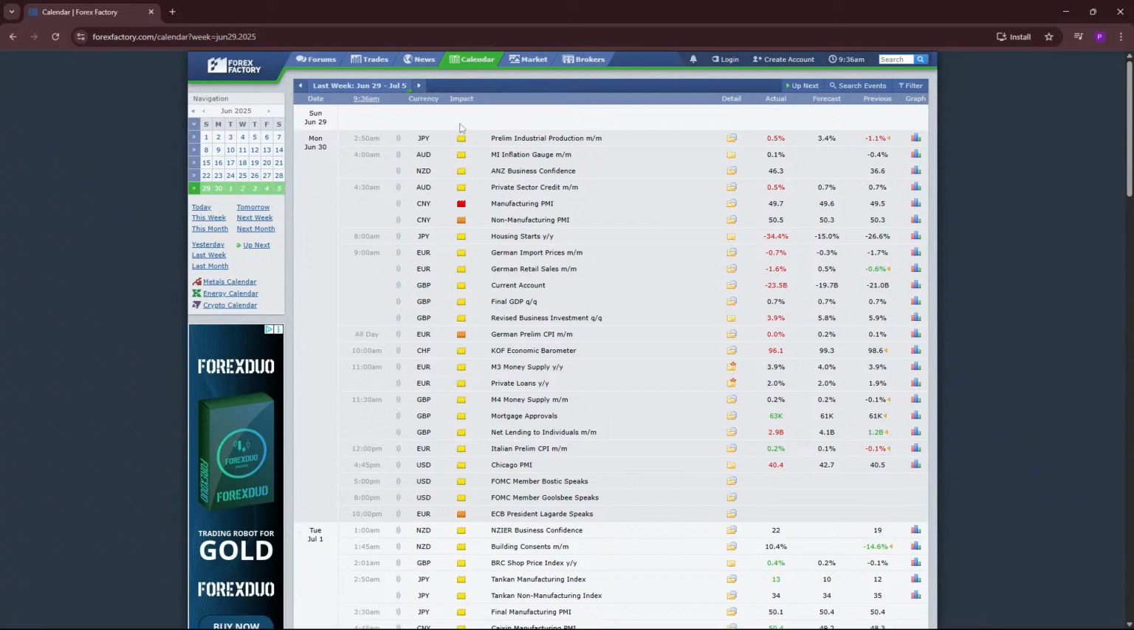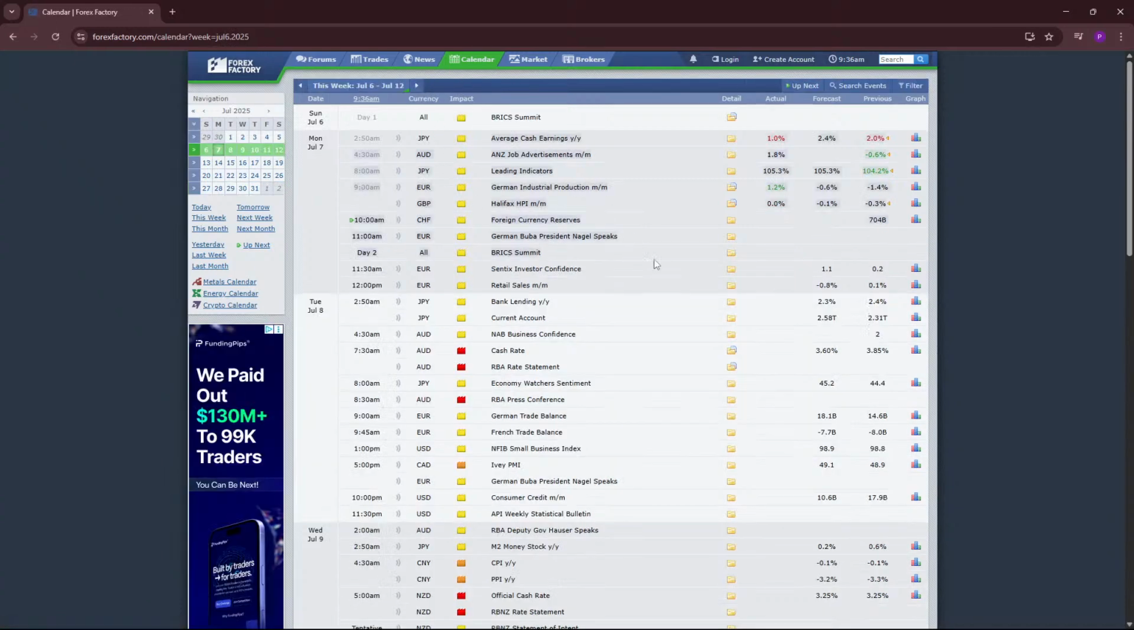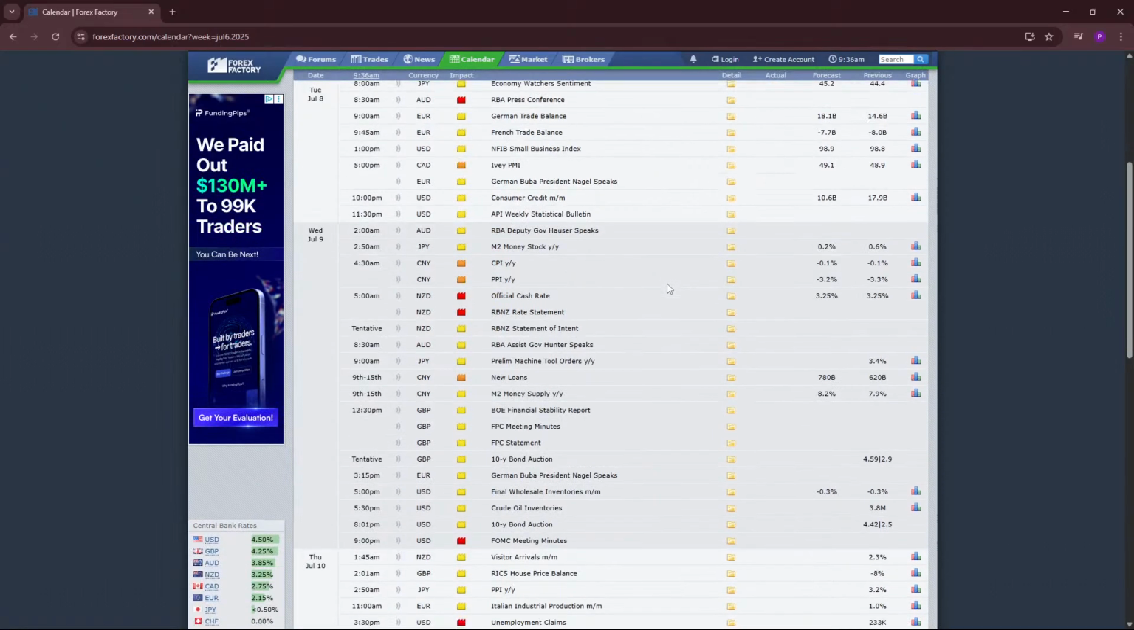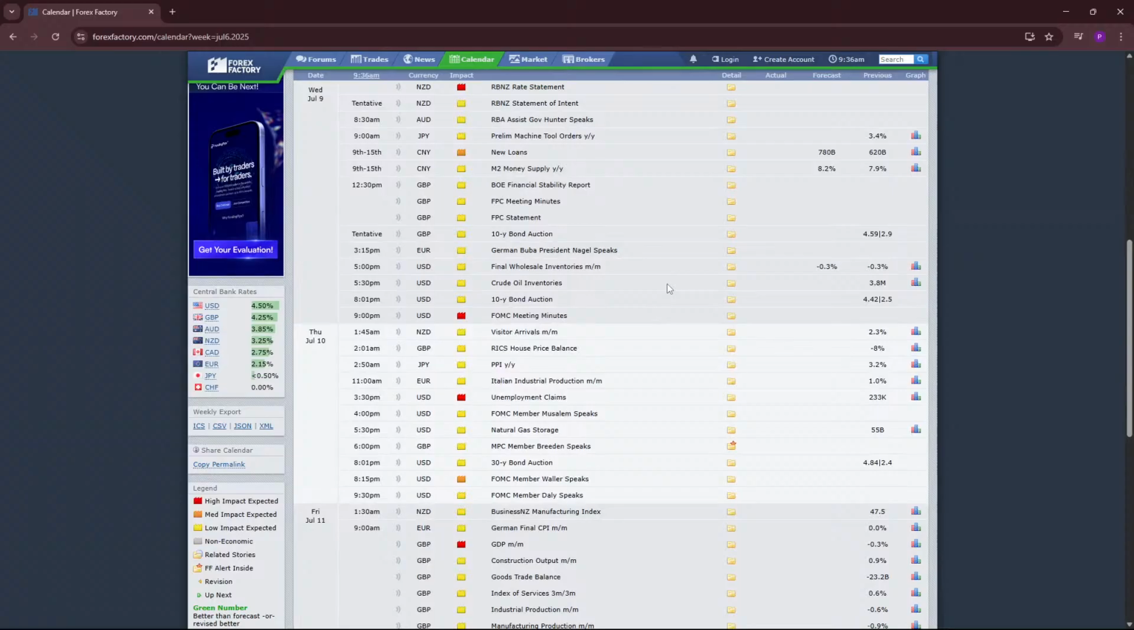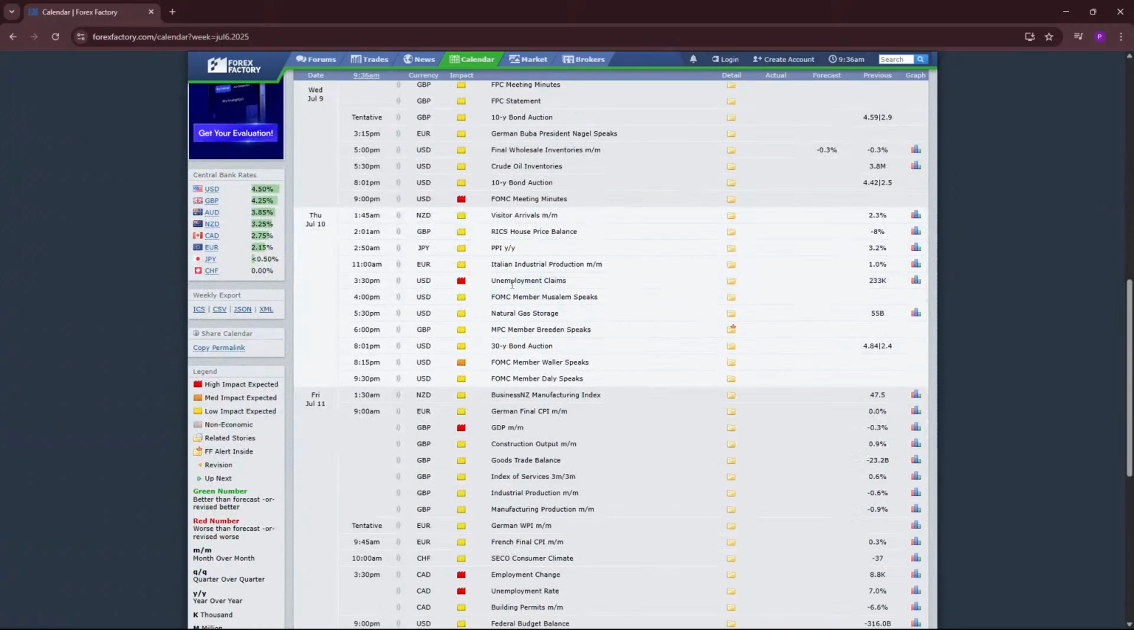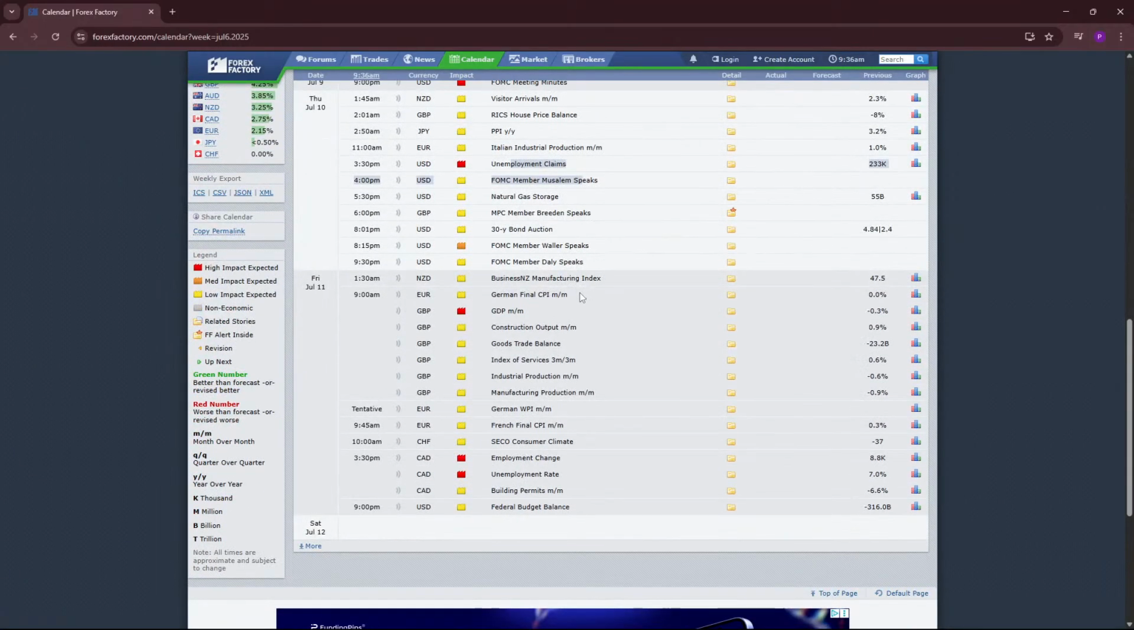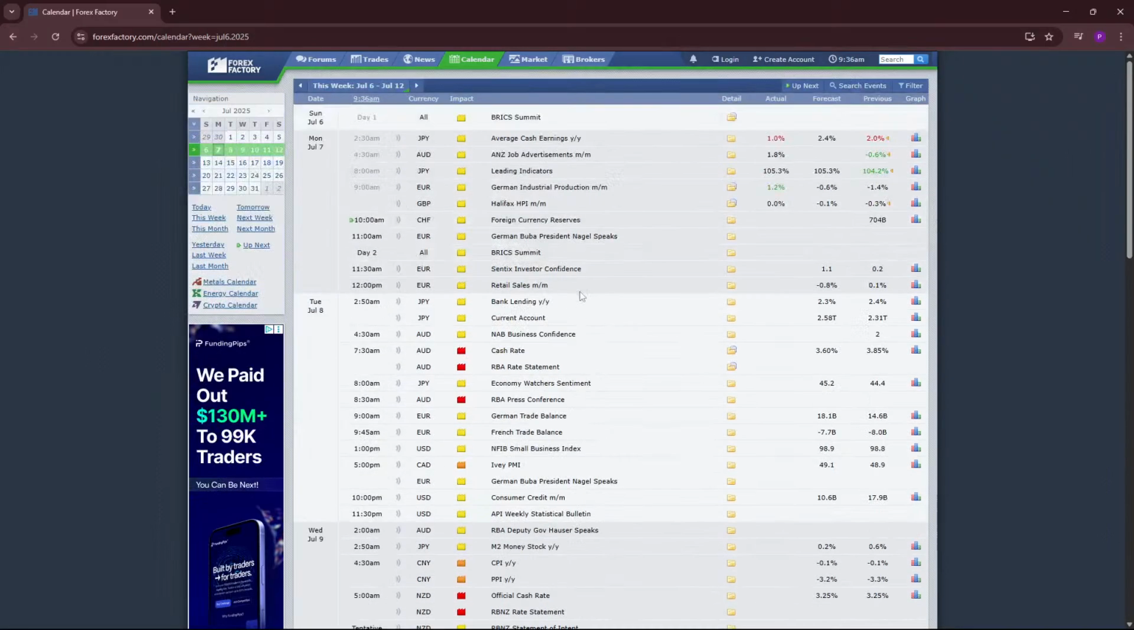We are in 7 June. Okay, July, my bad, 7 July. We have low impact news. This week is generally going to be very low volatility. It's not going to be like crazy volatility. Tuesday we have unemployment claims, but other than that, it's going to be a pretty low volatility week.